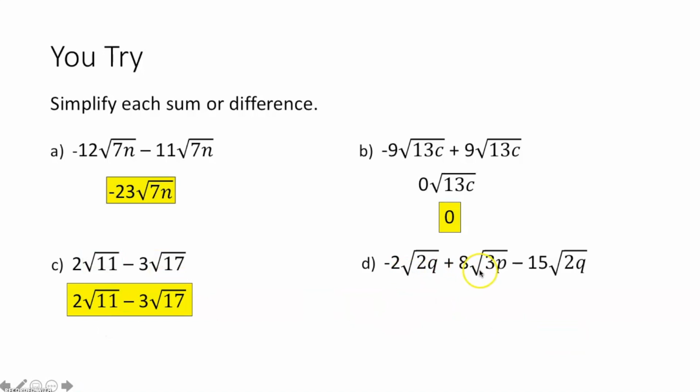Over here, do we have like radicals? Well, these are not like radicals, no. What about these? Yeah, those are like radicals. So these two are like radicals. This one is not. So we can combine the coefficients for these two, the rad 2q's, but we cannot combine the coefficients for the rad 3p. So what are the coefficients that go with the rad 2q's? That's a negative 2 and a negative 15. So negative 2 minus 15 is negative 17 rad 2q. And then we just go ahead and add this 8 rad 3p to the end.